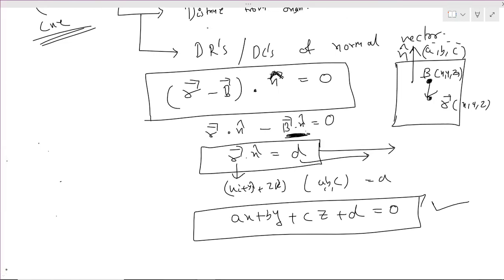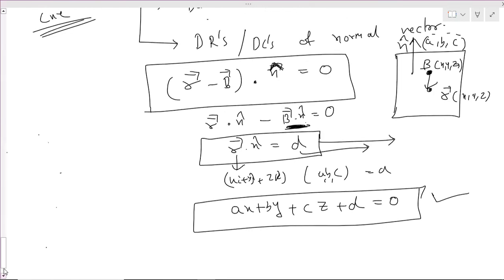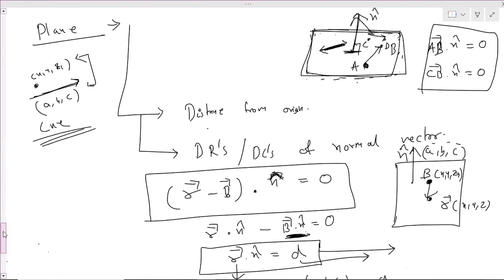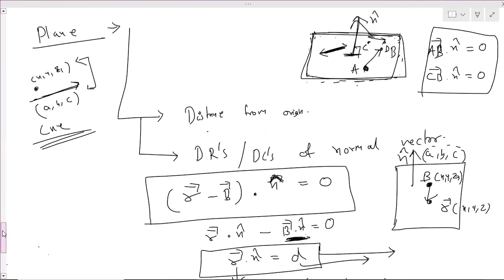Is it clear everyone? Equation of plane where a, b, c are direction cosines of the normal vector. Very important. Is it clear everyone? Yes, sir. Okay, take a screenshot or note it down. That will help you memorize this.